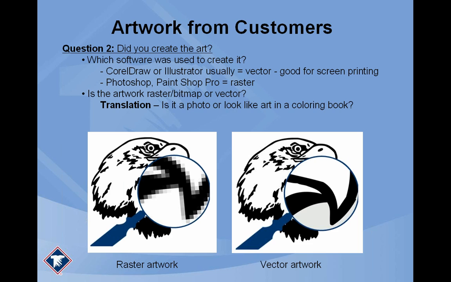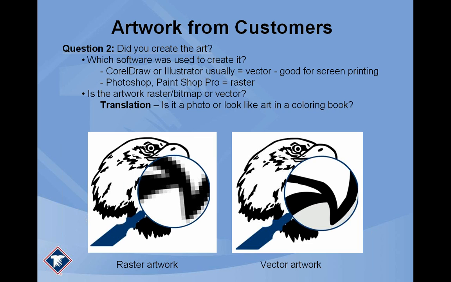And below here, you see our example. Is the artwork raster, bitmap, or vector? Here are the definitions. On the left-hand side, you see what a raster or bitmap, again, the words are the same, looks like. When you zoom in on that eagle head, from a distance, these two eagles look exactly alike, right? When you zoom in on this left one, instead of seeing clean artwork, you see pixels. You're actually looking at each little square, each little pixel of the artwork. That is what raster or bitmap is: individual pixels used to create the artwork.